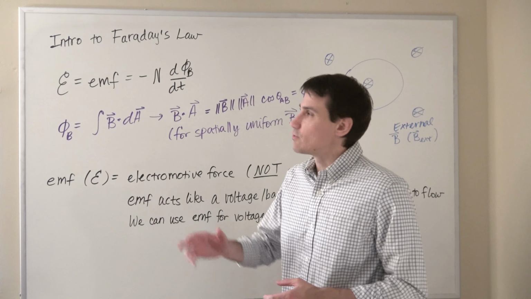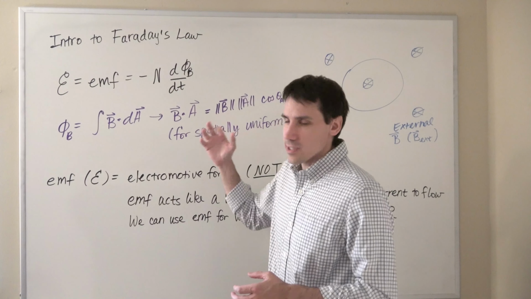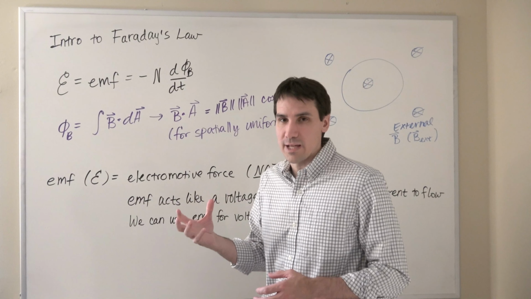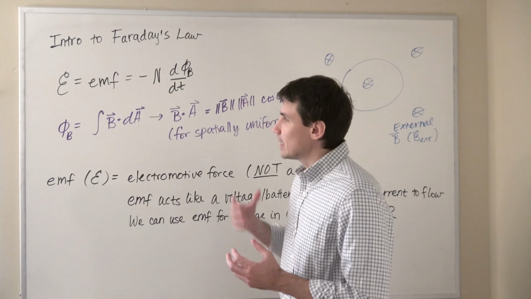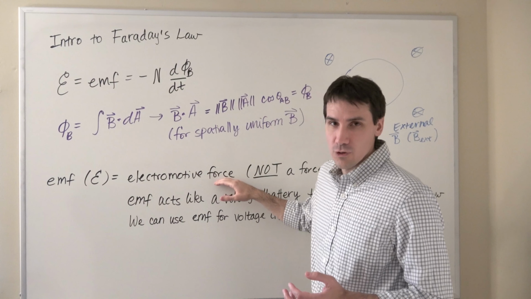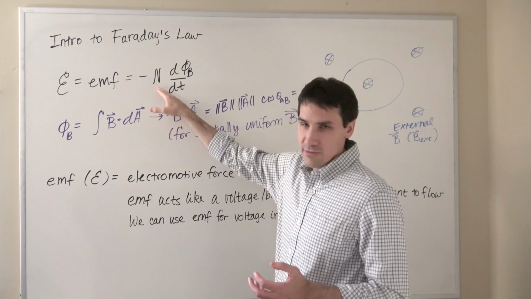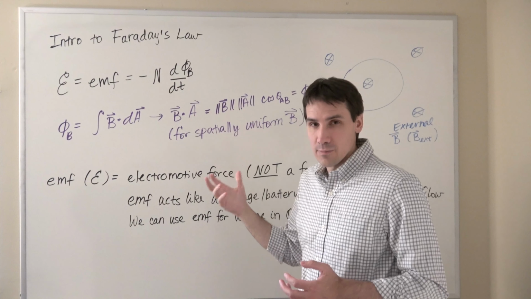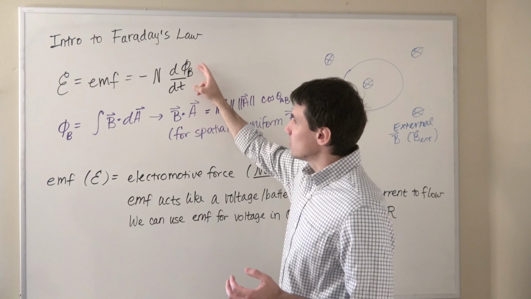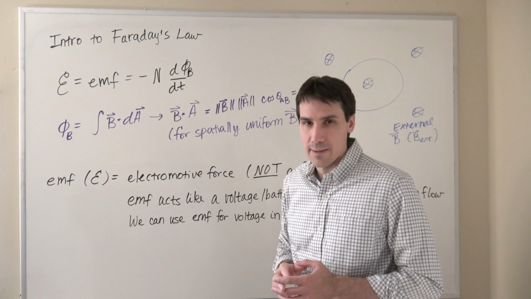In this video, we're going to introduce Faraday's law. So to start with, let us just state Faraday's law and then go through all of the pieces of it and try to make sense of what it means. Faraday's law says that the EMF, which is also known as the electromotive force, is equal to the negative of N, where N is the number of loops, and we'll get to what that means, multiplied by the derivative of the magnetic flux with respect to time.